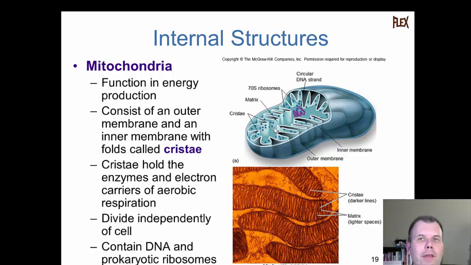It also, like I said before, when we talked about some evidence of these things, contains DNA and also prokaryotic ribosomes. And so that's important to notice as well. Eukaryotic cells have 80S ribosomes, the bigger ribosome. In the mitochondria, they have 70S. And this can be an important fact when we talk about antibiotics.